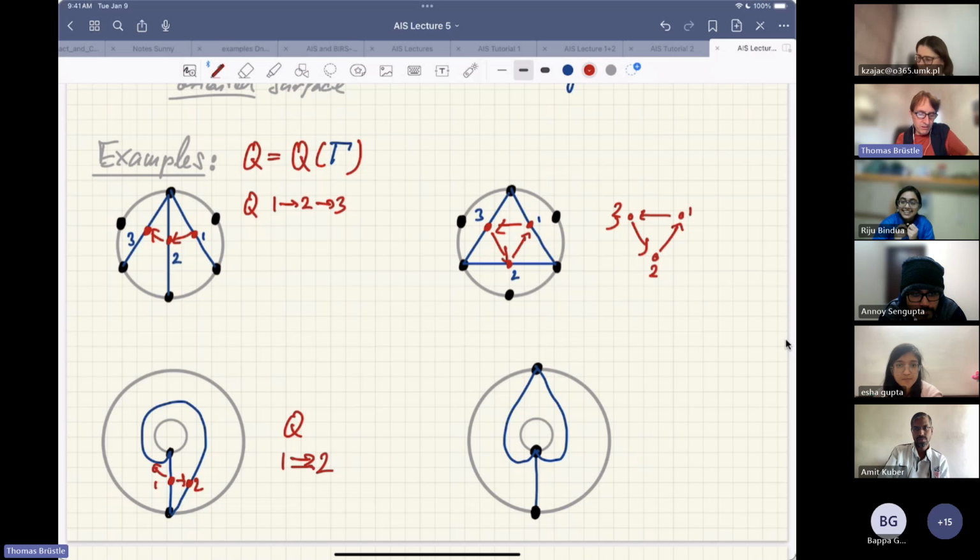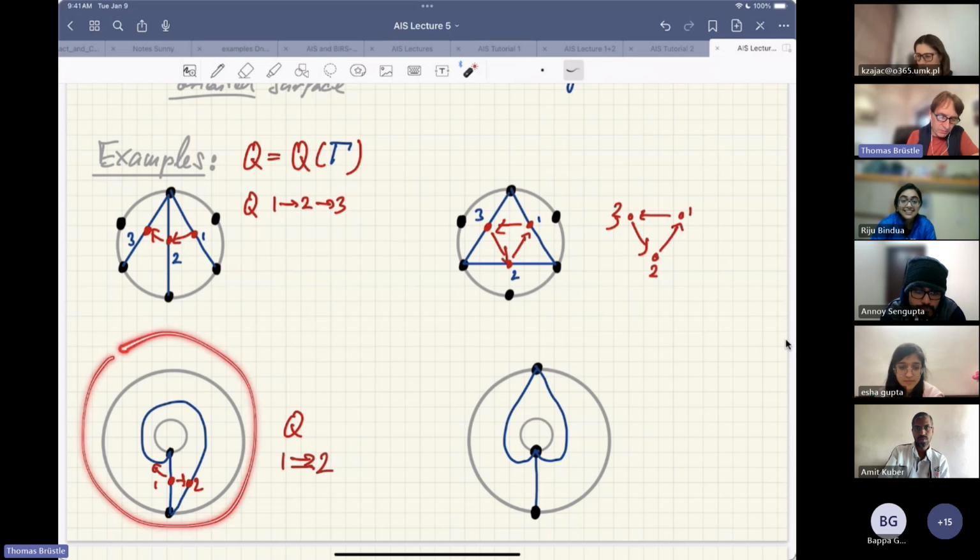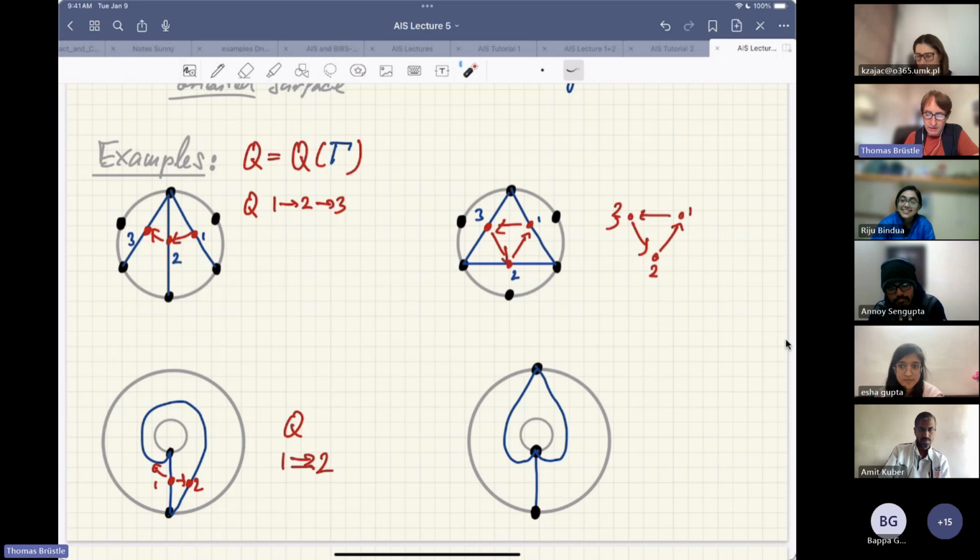Okay, good. So this is what you saw already. This is called the Kronecker quiver. So we get the Kronecker quiver from an annulus with two marked points, one on each boundary component. Good? Okay, good. And then this is now just a fun exercise.